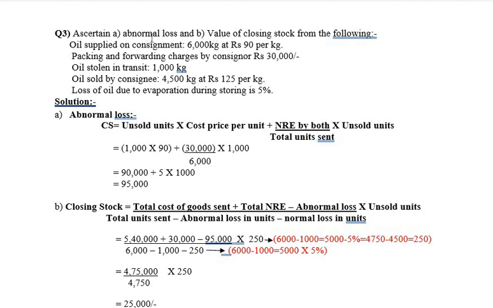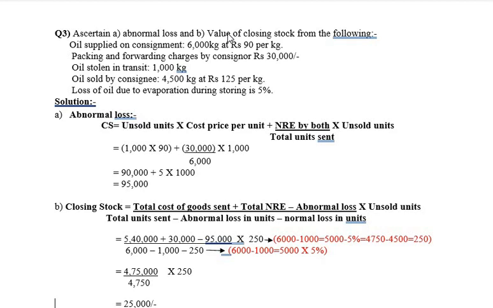Okay, we need to calculate abnormal loss again, the way we calculated in the previous problem. Same way, we need to calculate the abnormal loss and value of closing stock from the information. This question is a combination of both the questions we studied previously. Abnormal loss was the second question that we calculated, and value of closing stock was the first question. So this question is a combination of question number 1 and question number 2.